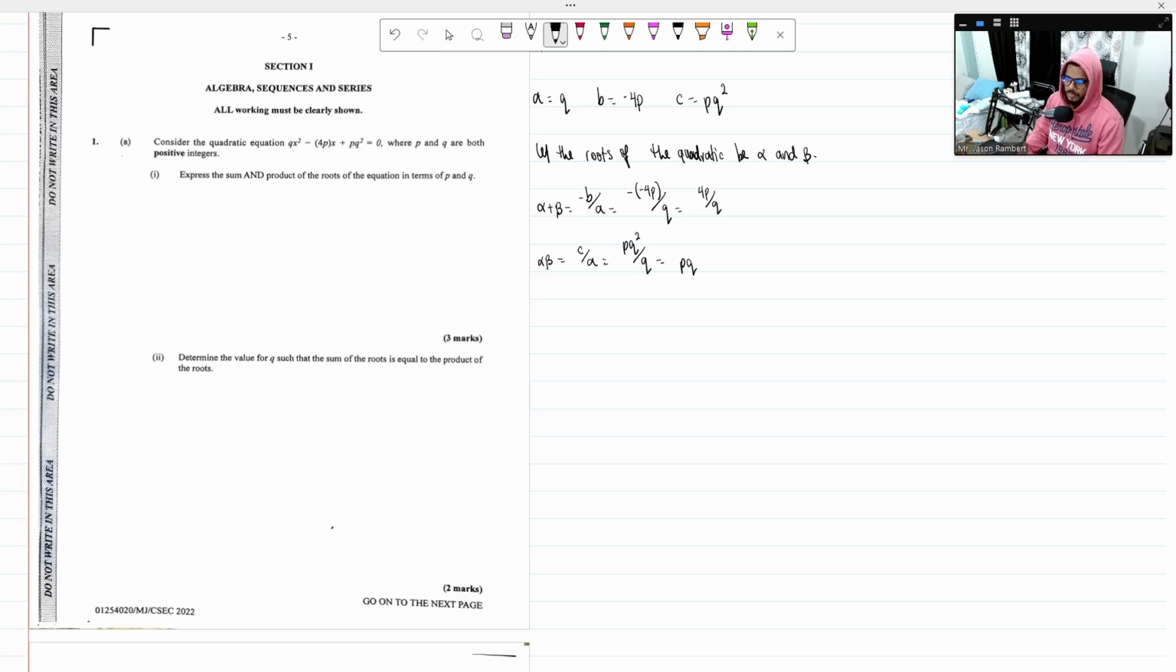Determine the value of q such that the sum of the roots is equal to the product of the roots. So I'm going to let alpha plus beta be equal to alpha beta. I'll get 4p over q is equal to pq. Cross multiply. 4p is equal to pq squared. Divide both sides by p. 4 is equal to q squared. And q is going to be plus or minus 2. But q is a positive integer. So q is an element of the positive integers. So therefore, q is equal to plus 2.